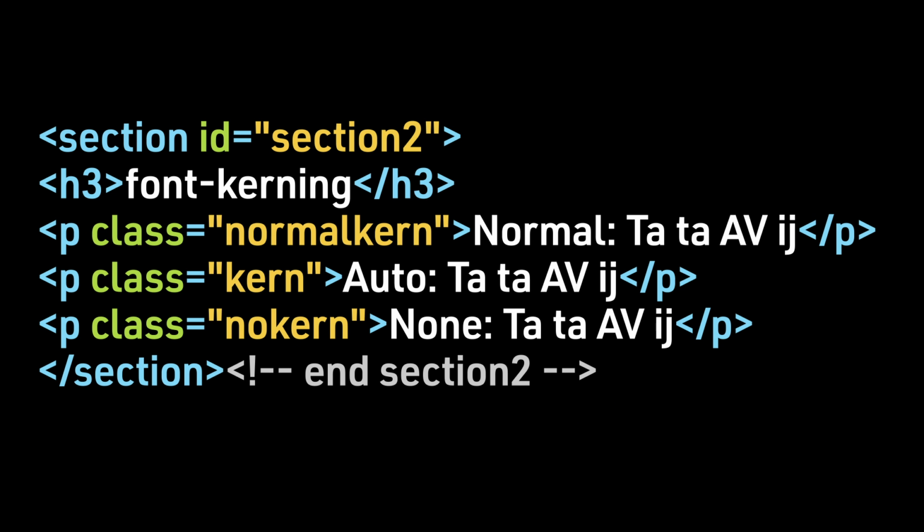Let's look at some examples. We have set up 3 classes for 3 options: normal kern, kern, and no kern. In the first option, we are looking at normal. In the second option, we are looking at auto. And in the third option, we are looking at none.